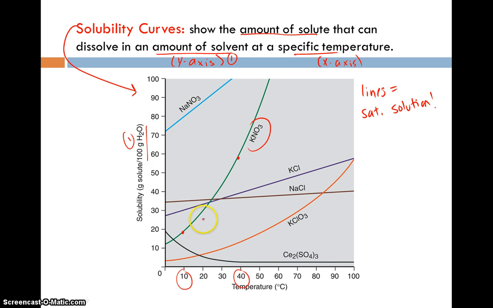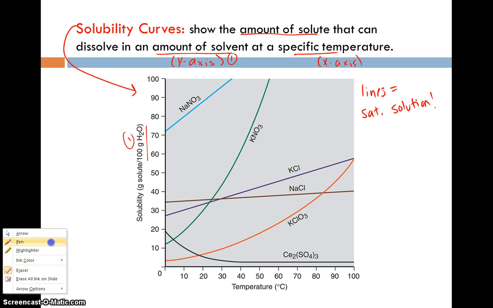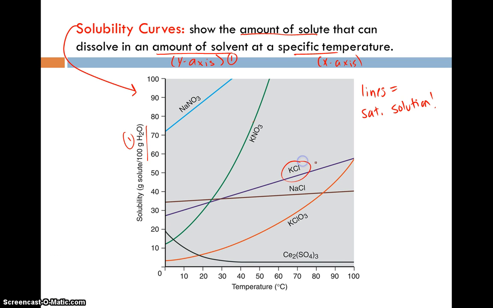So you can see that for KNO3, as my temperature goes up, I can hold a lot more stuff in that same 100 grams of water. So if the lines show us saturated solutions, we can also use them to figure out whether or not we have a saturated solution, an unsaturated solution, or a supersaturated solution. So let's go ahead and look at KCl for this example.